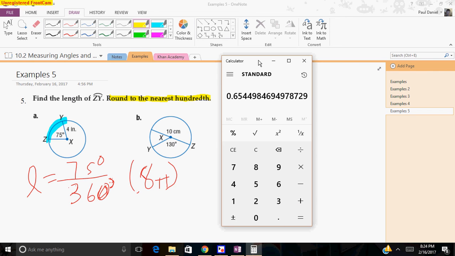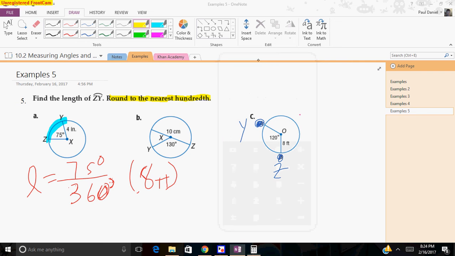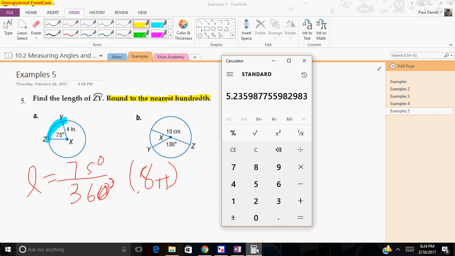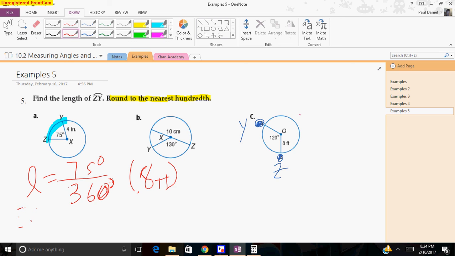Okay, so I'm going to hit enter, and I get, oh my goodness, that was times pi, and I need to multiply that times 8. So that gives me an arc length measurement of 5.2359. So I'm going to say to the nearest hundredth, I got to round up. That's going to be 5.24.